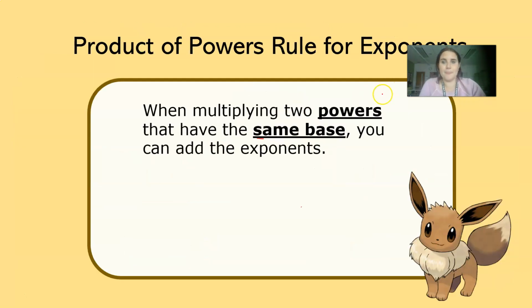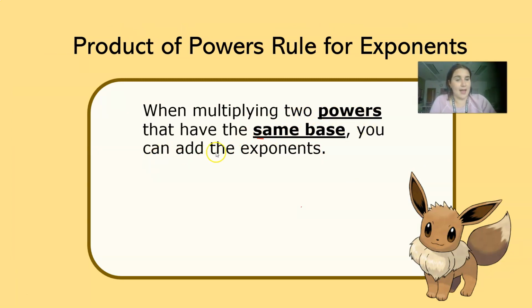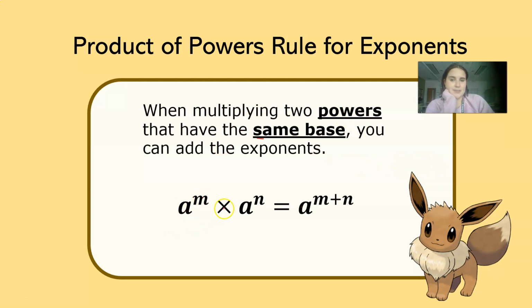So here's the rule. When multiplying two powers that have the same base, you can add the exponents. And here's what the rule looks like. This would be for any numbers: a to the m times a to the n equals a to the m plus n. This means the a's are the same, those have the same base, and our m and n get added together to get the new number. Let's do some examples.